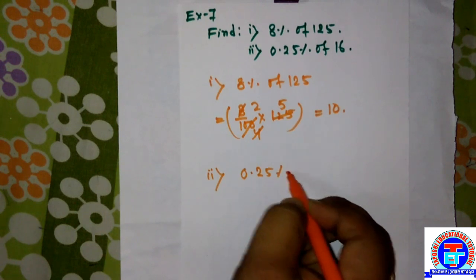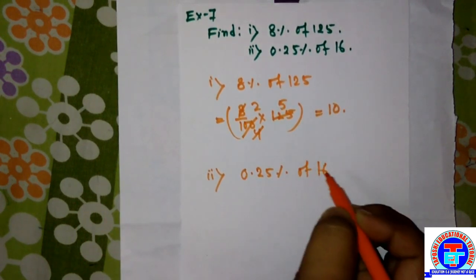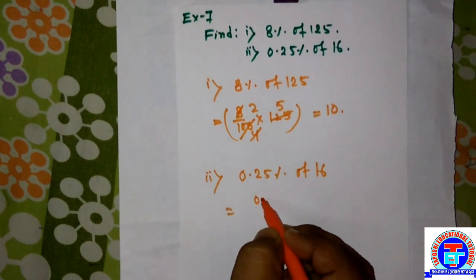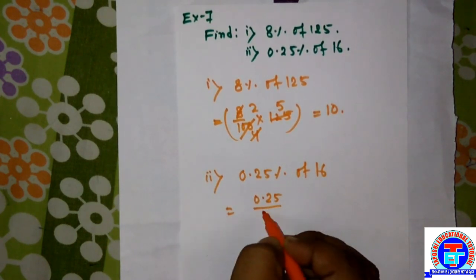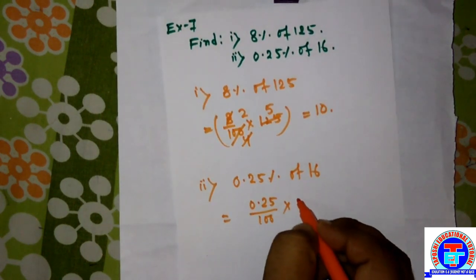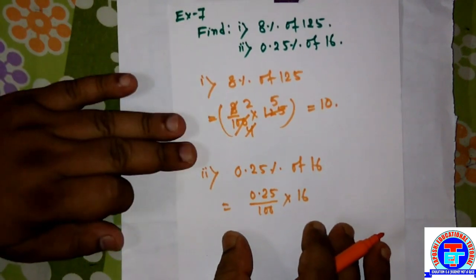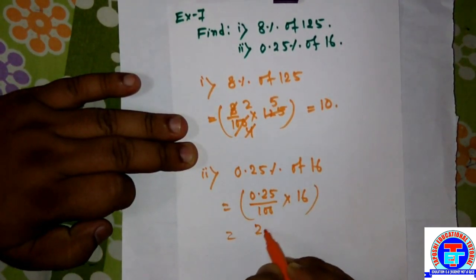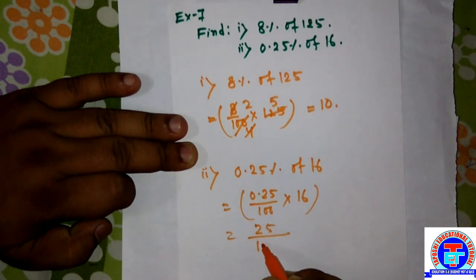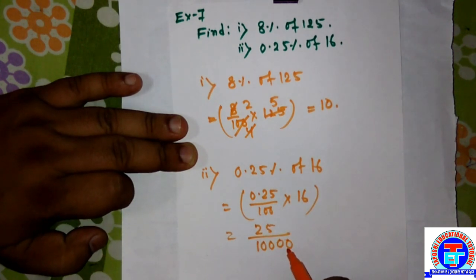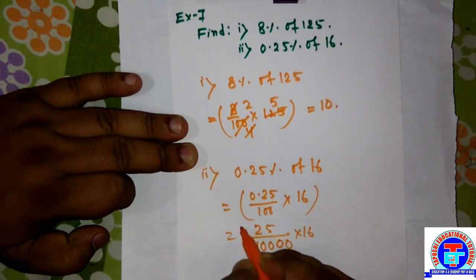Now number 2 is given here: 0.25 percentage of 16. That means we write here 0.25 by 100 into 16, right? Now we solve this problem. It will become 25 by 100 into 100, that means 1 by 4, into 16.